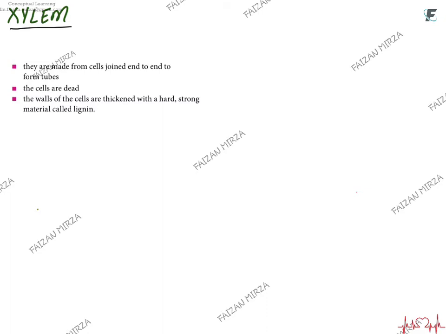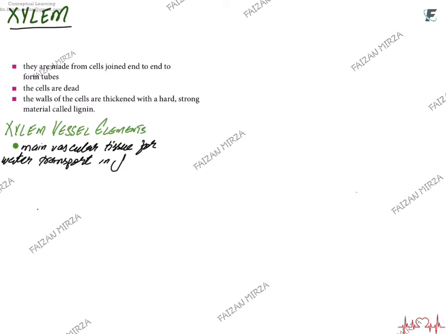Xylem, the 3 points, I think we all are very thorough with this from our lower classes. They are made from cells joined end to end to form tubes. The cells are dead. The walls of these cells are thickened with hard, strong material called lignin. So what are xylem vessels doing? How do xylem vessels in the flowering plants form actually? They are the main vascular tissue for moving water and mineral ions.